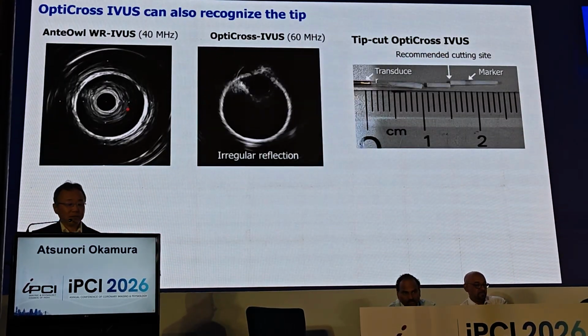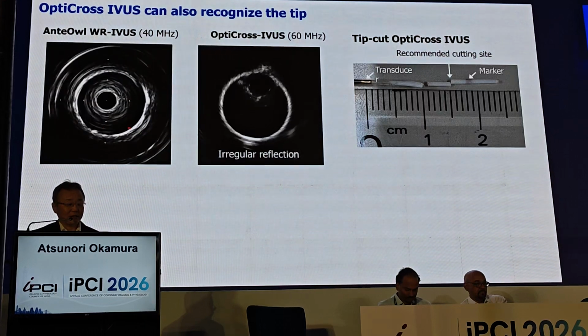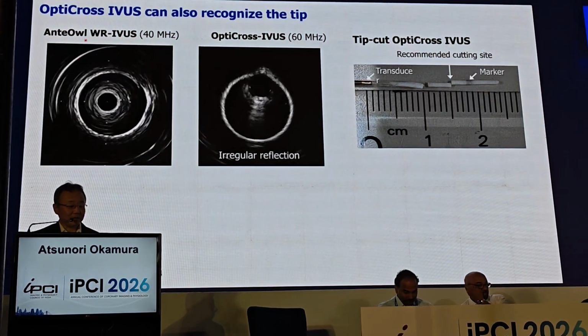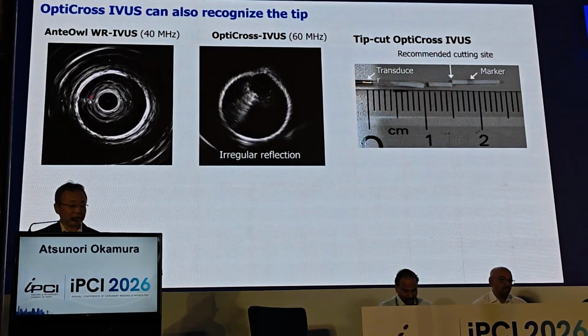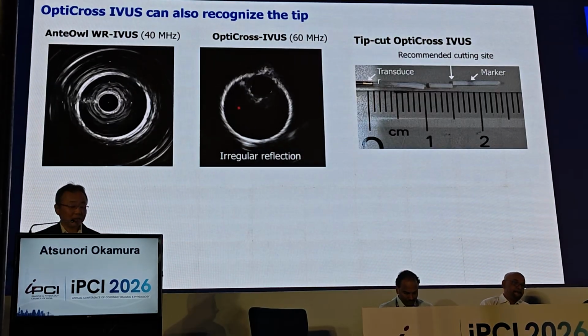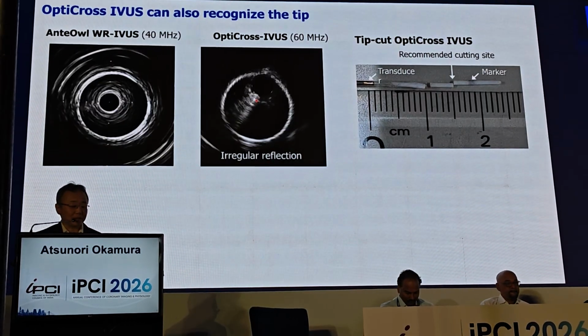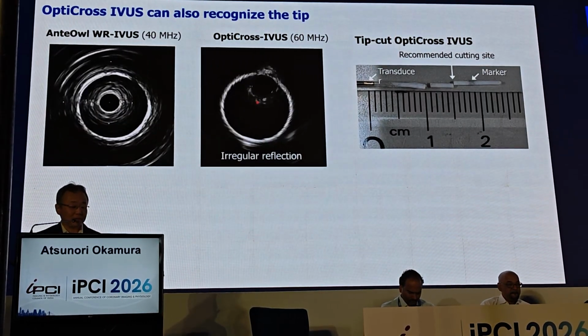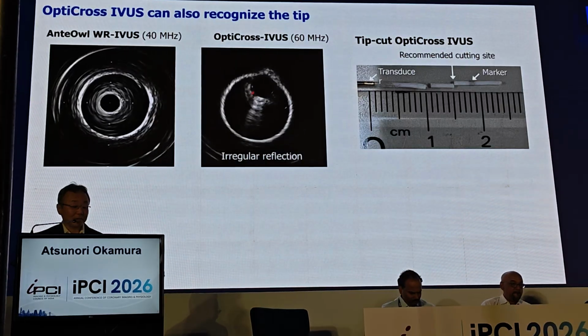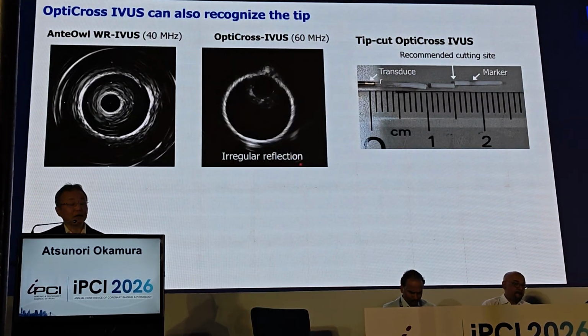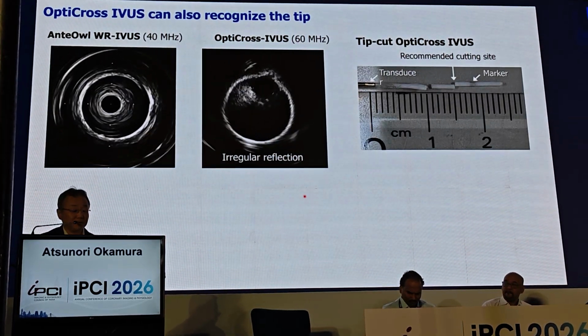But still, optical IVUS can see the tip. This is the anterior IVUS experimental model. The tip is directed in this direction, 11 o'clock, but the tip can also be recognized by the optical. Maybe this is the 11 o'clock. Some irregular reflections are there, but still you can see it.